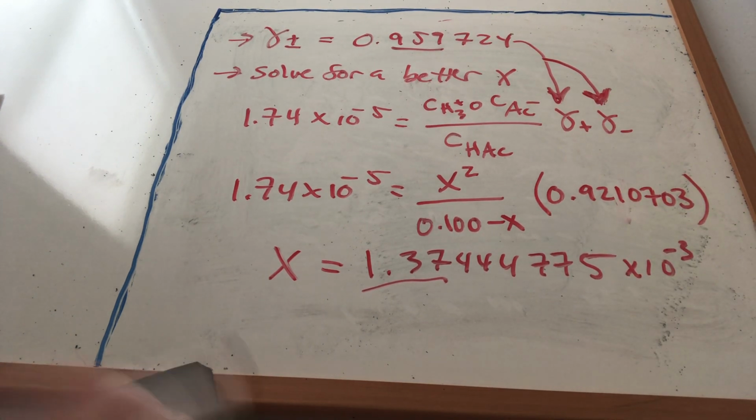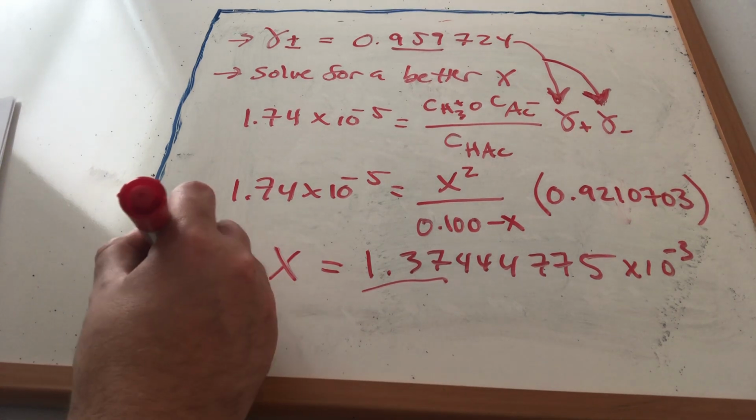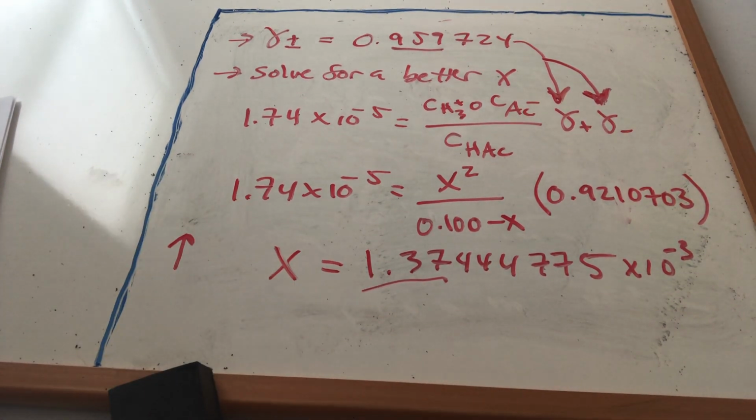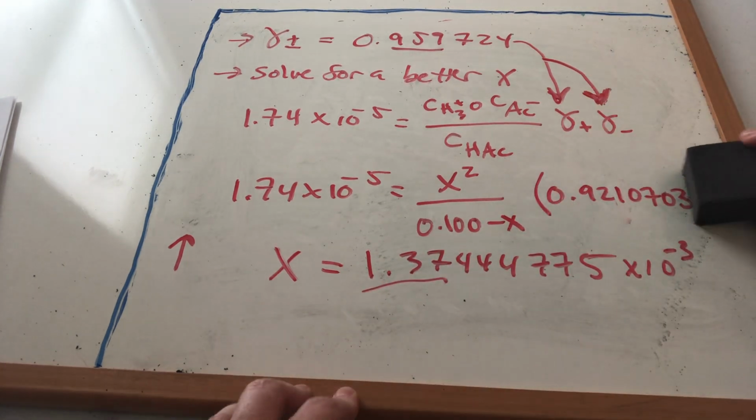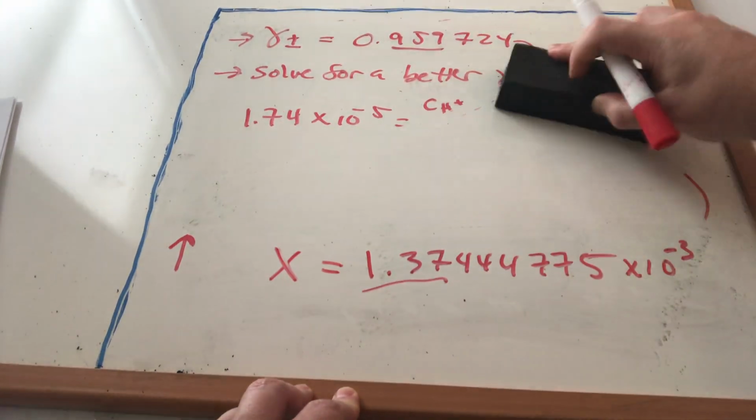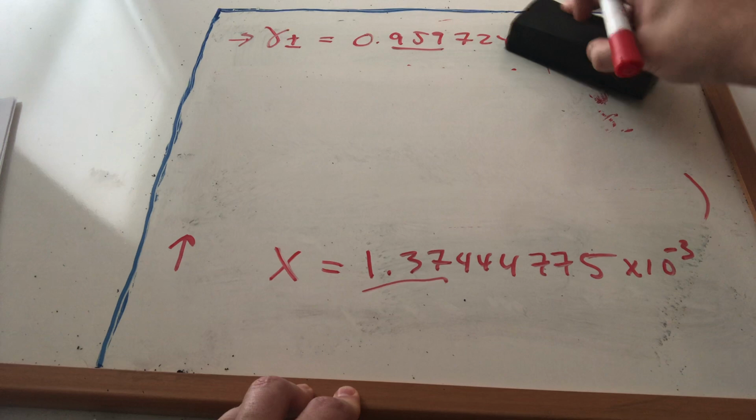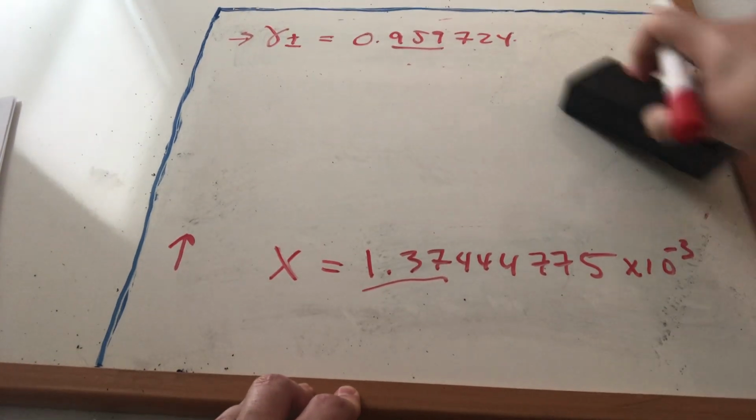So if you look at what happened to X, our old X, if you remember, was 1.31909. What happened to X? It actually went up. Why does that make sense? Remember what this reaction is. It's an equilibrium. Let me just write it down again and show why it makes sense that this X went up.